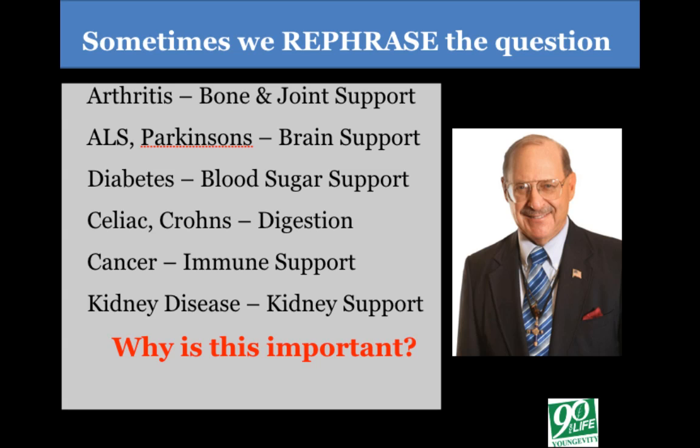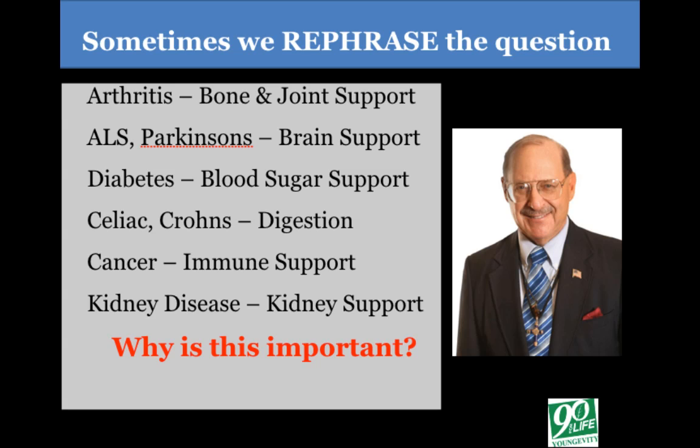And sometimes people will ask you a question, and we have to rephrase their questions before we answer it. If somebody asks, what do I do for arthritis? Longevity does not have products for arthritis. You say, can I rephrase the question? What does Dr. Wallach recommend for bone support? I can answer that question. If somebody asks about ALS or Parkinson's or Alzheimer's, we can talk about brain support. You see how we're rephrasing the question?